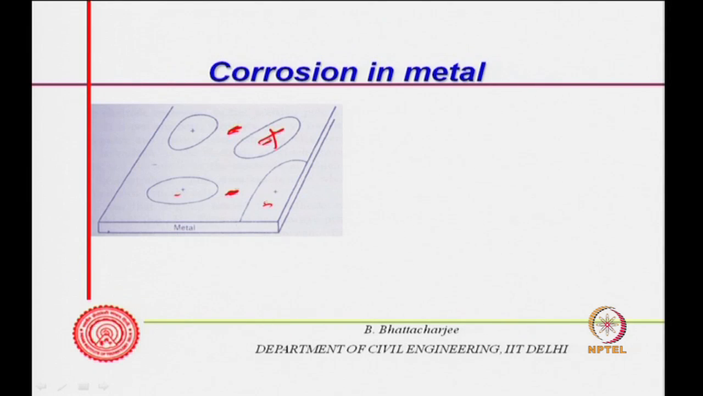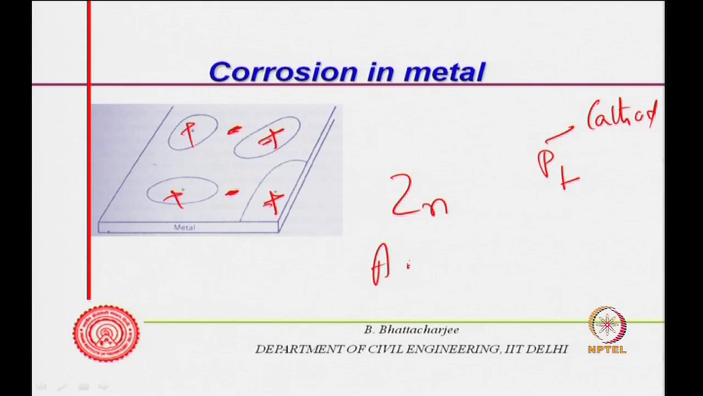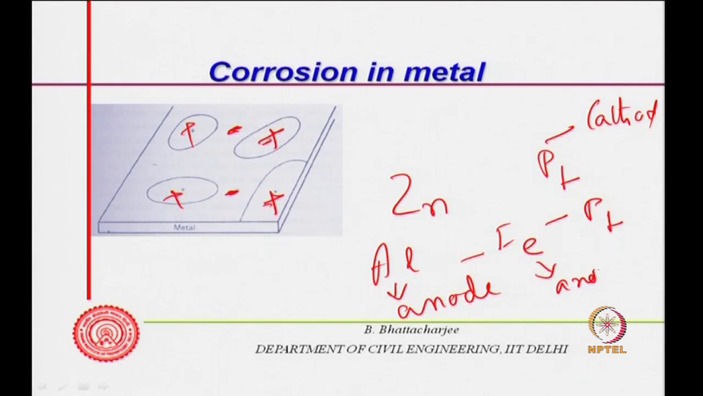Two electrodes might form in the metal itself, depending on its composition, because there will be variation in composition. For example, if I connect zinc with platinum, platinum will always be the cathode. Aluminium with iron, aluminium will be the anode, whereas iron with platinum, iron will be the anode. So, it depends upon the tendency of the metal or alloy to lose electrons, and how easily it can do so. We will discuss this later on.